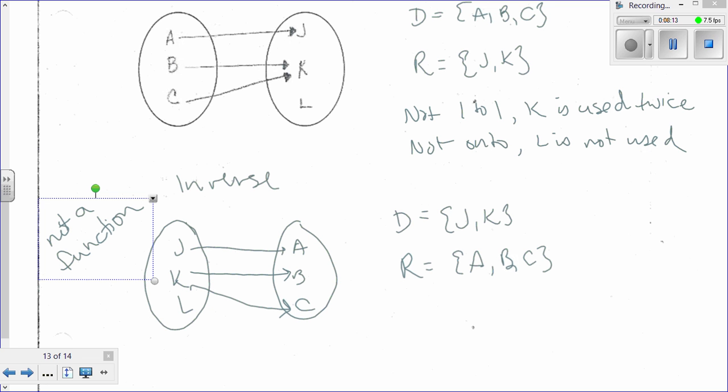This is one-to-one, because the y values do not repeat. And onto, because all y values are used.